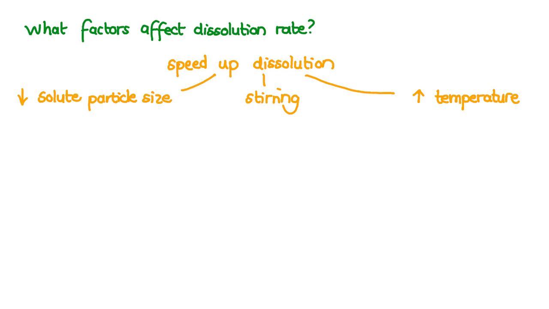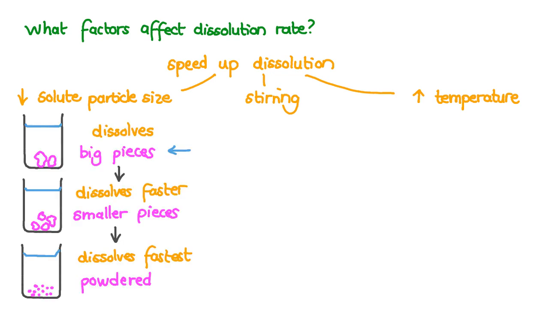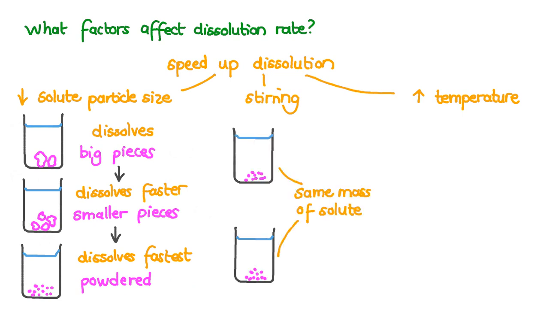Big, chunky pieces of solute will take some time to dissolve. If the big pieces are broken into smaller pieces, they will dissolve a bit faster. And very small pieces of solute, for example powdered solute, dissolve the fastest. What about stirring?